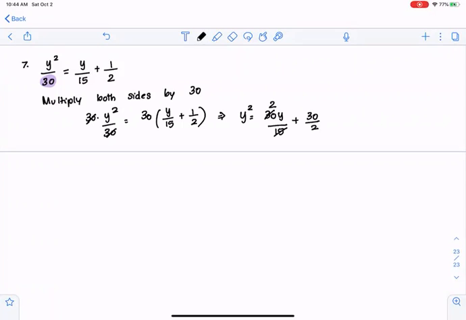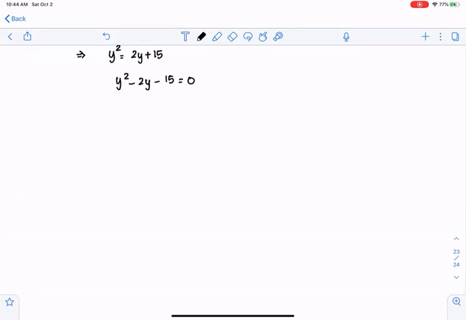30s would go away. y squared would be equal to 30y over 15 plus 30 over 2. 15 and 30 would get cancelled. 2 and 30 would get cancelled. So y squared would equal 2y plus 15. We want to move all the terms to one side, so y squared minus 2y minus 15 equals 0. So the right-hand side becomes 0. Now we want to factor negative 15 times 1.